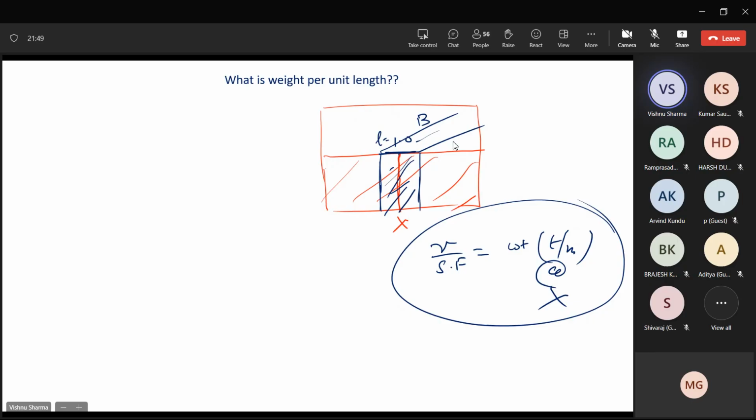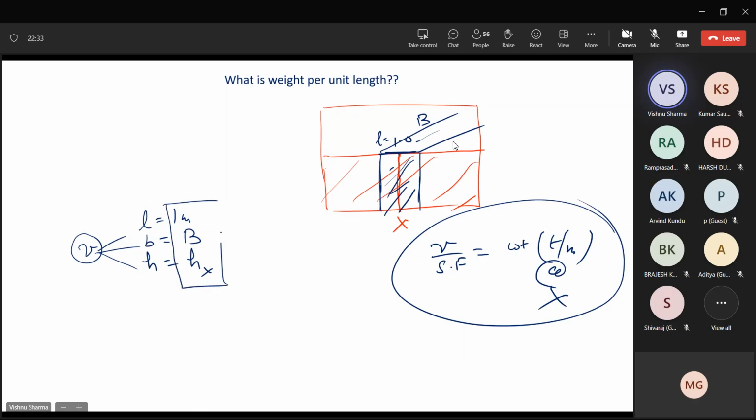What do you understand by the weight of cargo per unit length at X? What do you understand from our discussion? Whatever you have understood, tell me, right or wrong. No problem. The weight of the cargo per unit length is the weight of the cargo that will be contained in the volume whose length is 1 meter, breadth is the breadth of the ship, and height is equal to the height of the cargo at X.